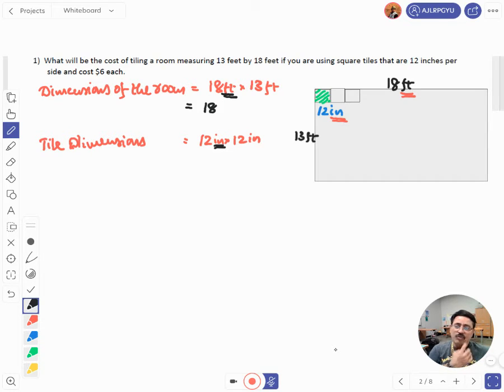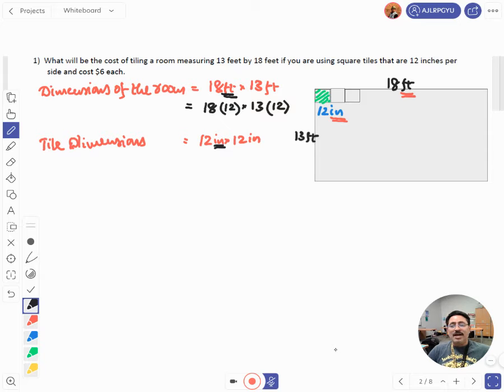You know that 1 foot equals 12 inches, right? So 2 feet, 2 times 12, 3 feet, 3 times 12, and so on. Therefore, here 18 times 12. And 13 feet means 13 times 12.